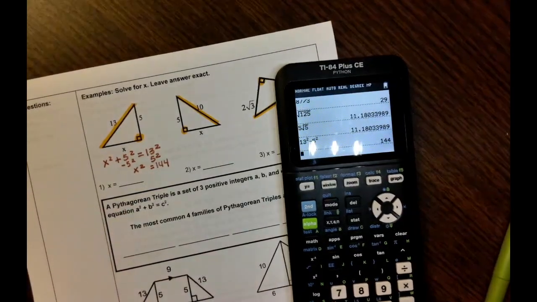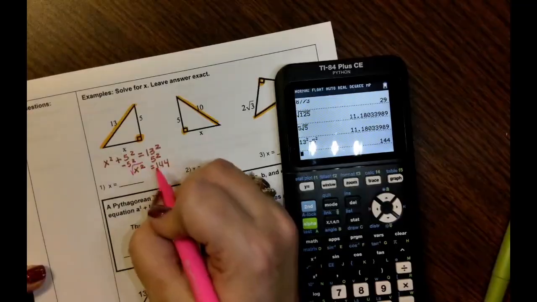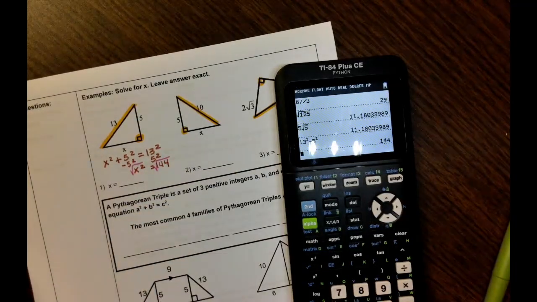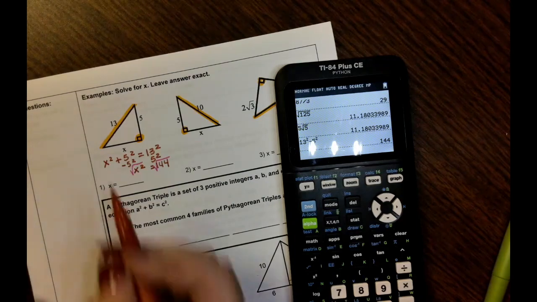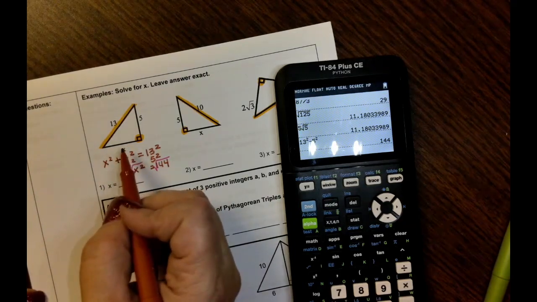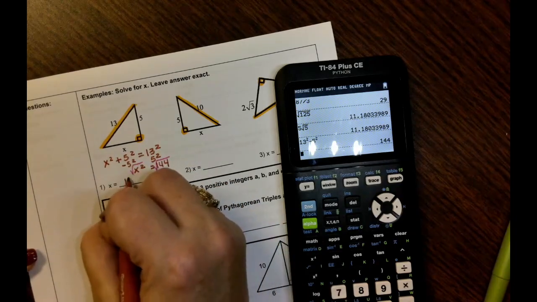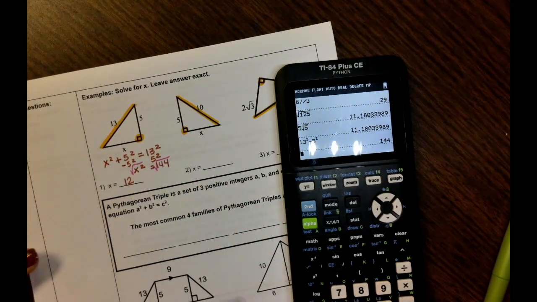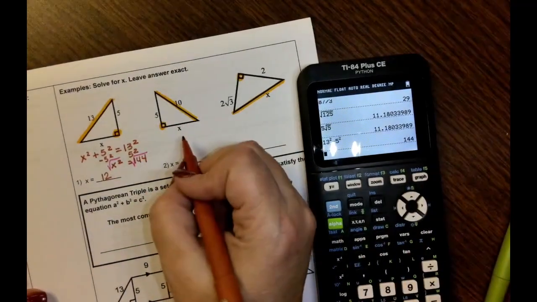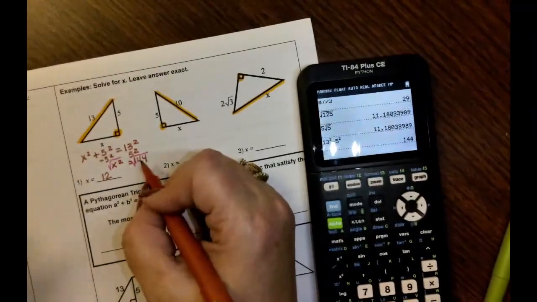To finish it out, we take the square root. So the square root of 144 is plus 12 or minus 12. We don't care about the minus 12 because I can't have a negative 12 as a side length. And so my side length of the triangle would be 12. See, we had a nice whole number, a perfect square, so it came out nice and easy.